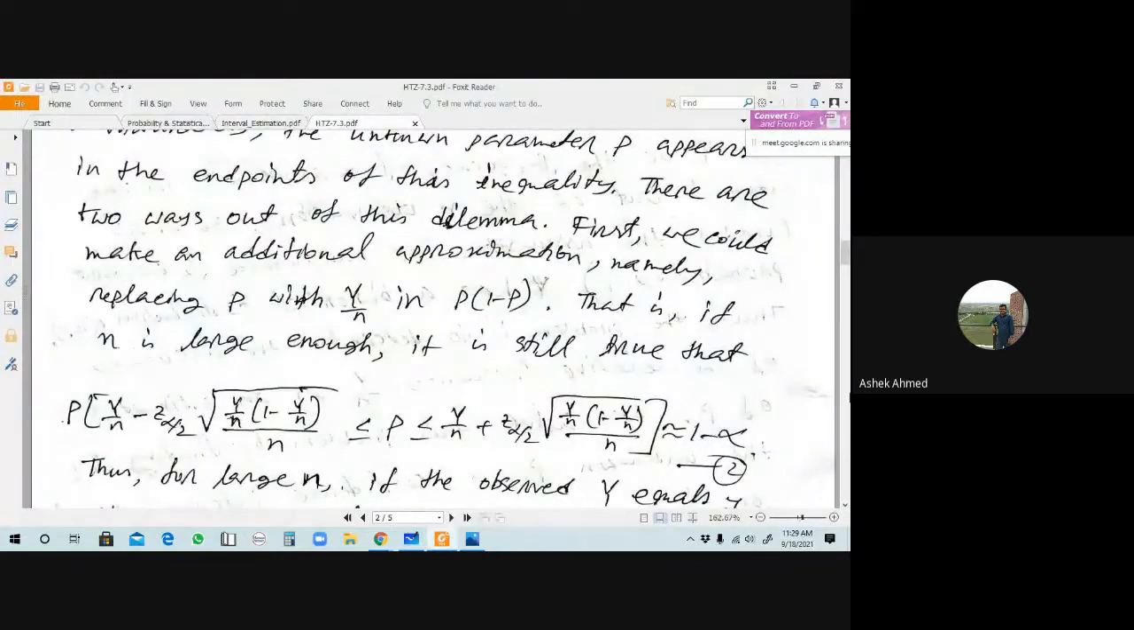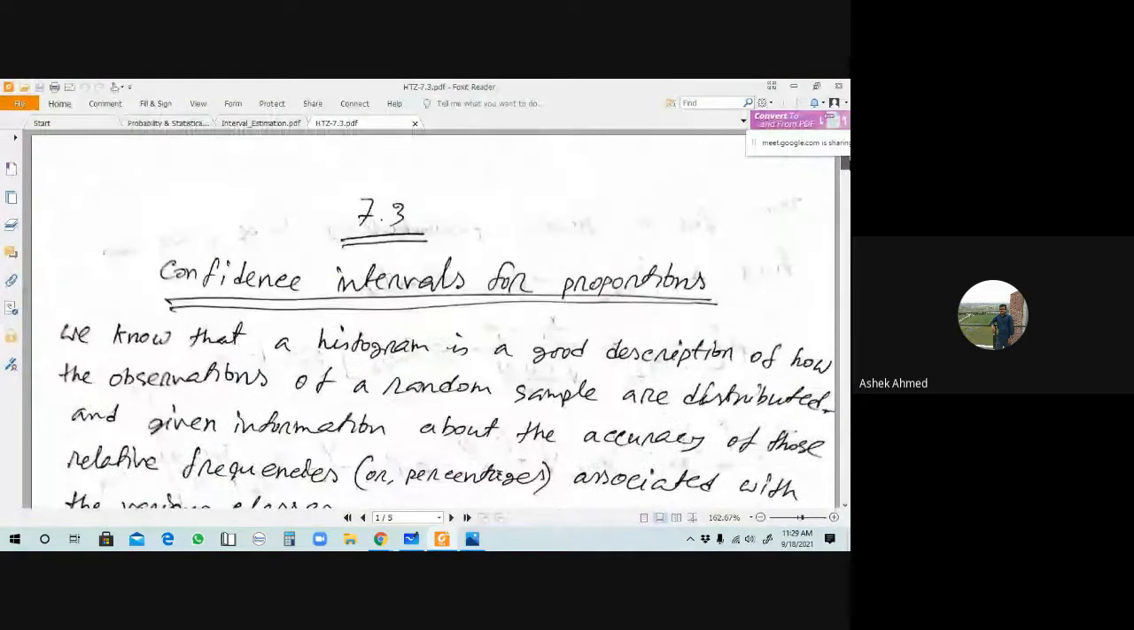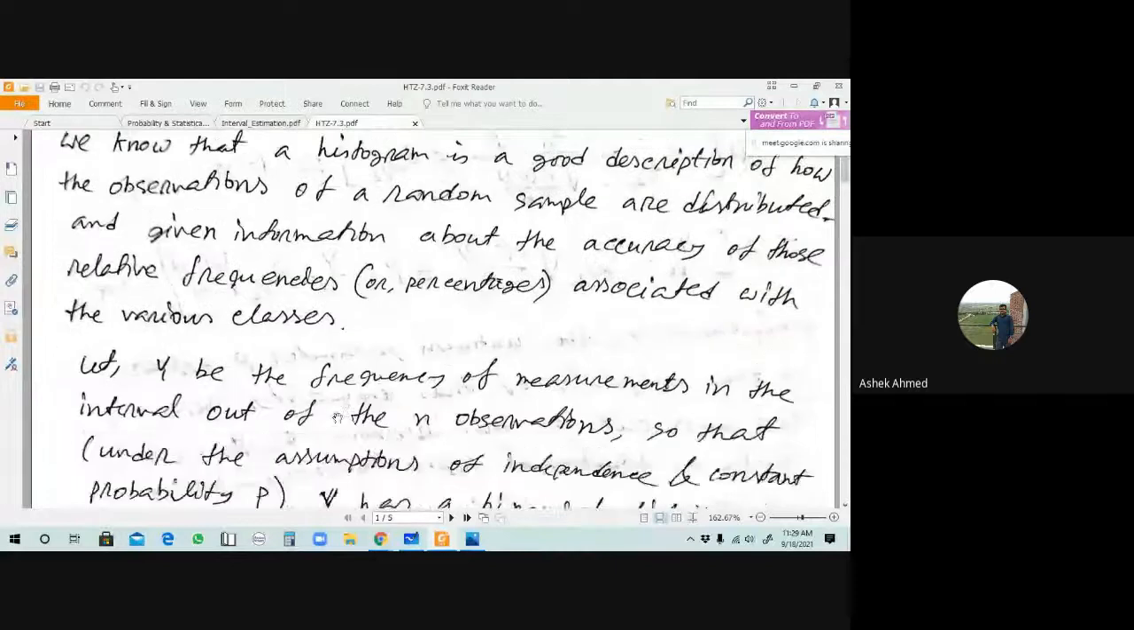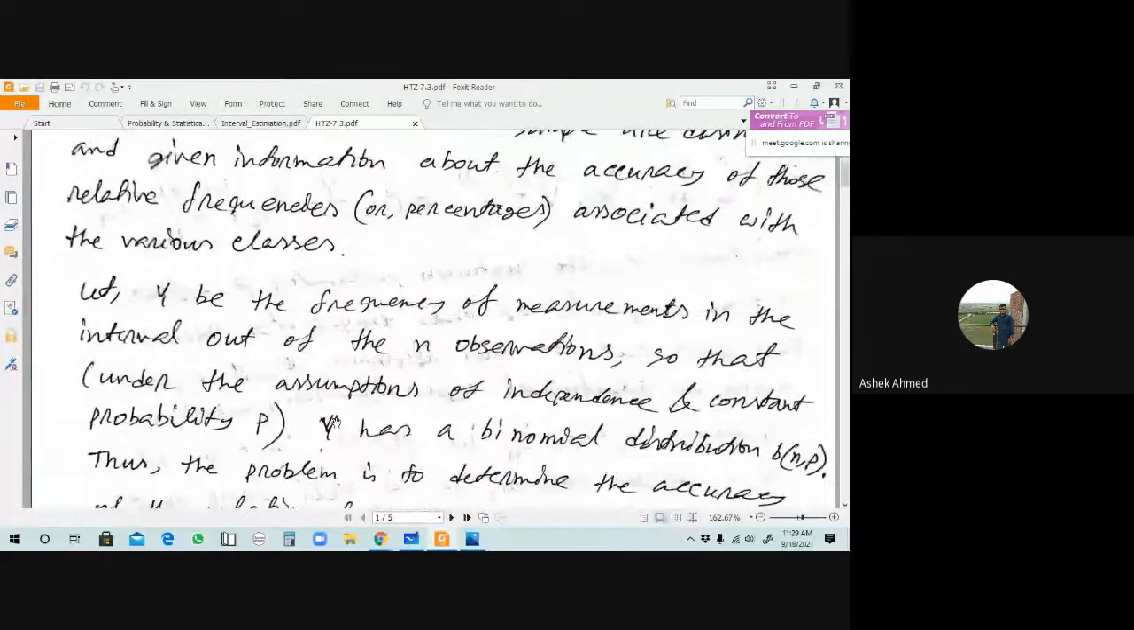There is a lecture note of these topics. This is confidence interval for proportions. In that case, we will know about the relative frequency.